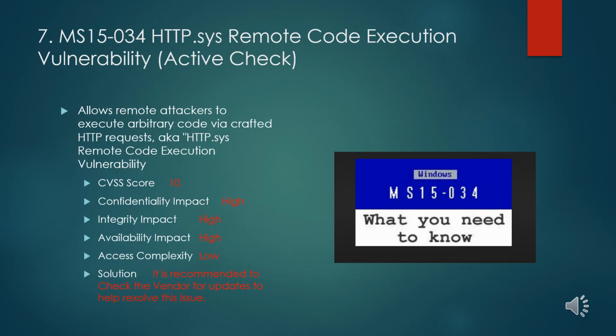MS15-034, HTTP.sys remote code execution vulnerability. This allows remote attackers to execute arbitrary code via crafted HTTP requests, aka HTTP.sys remote code execution vulnerability. This vulnerability was found on port 80. The CVSS score is 10.